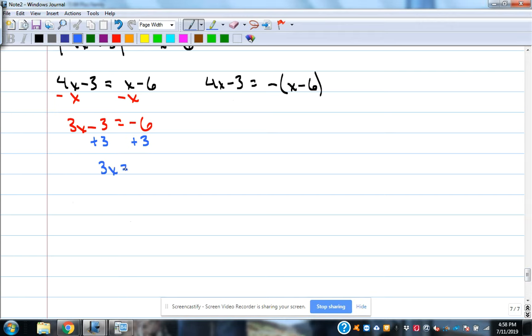And 3x is equal to negative 3. Divide by 3. That's negative 1. That's one of the answers.